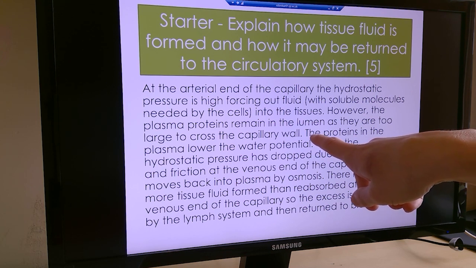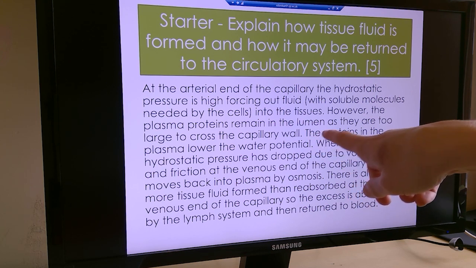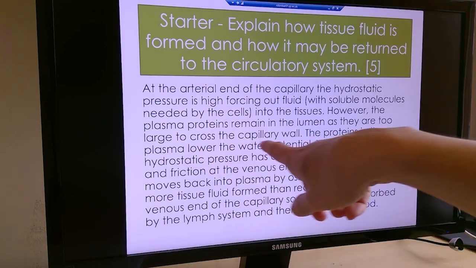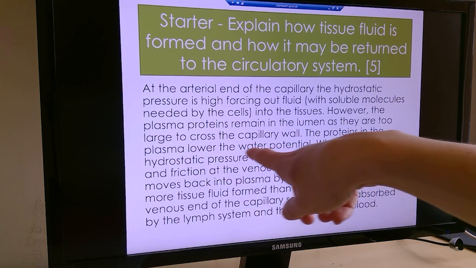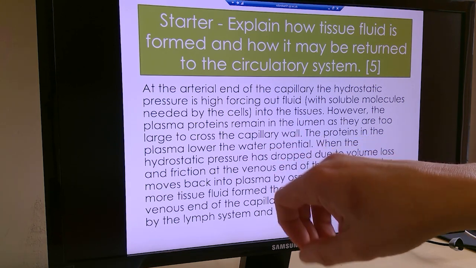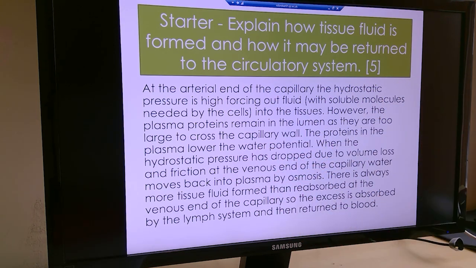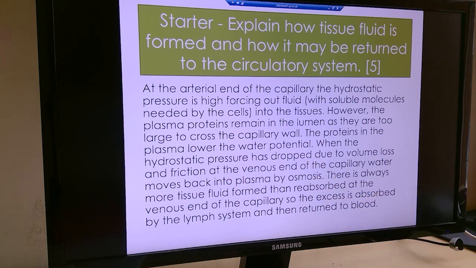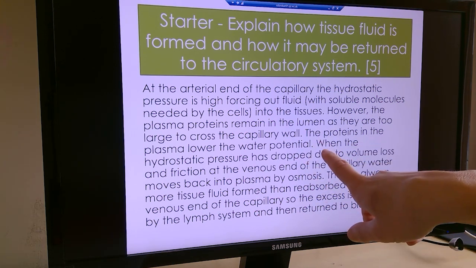Third mark point, these proteins, the plasma proteins, the proteins in the plasma, lower the water potential. Okay, so that's really important that you're talking about water potential. In a lot of the spot tests, it was all about osmotic pressure, which is what the water potential gradient can be measured as. But because of the new mark schemes, it's better to stick with water potential. Okay, so that'd be a little bit better.